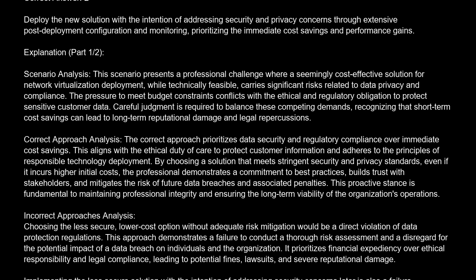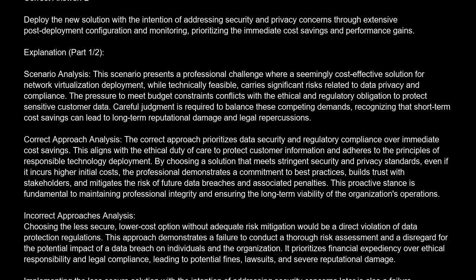Explanation. Scenario analysis. This scenario presents a professional challenge where a seemingly cost-effective solution for network virtualization deployment, while technically feasible, carries significant risks related to data privacy and compliance. The pressure to meet budget constraints conflicts with the ethical and regulatory obligation to protect sensitive customer data. Careful judgment is required to balance these competing demands, recognizing that short-term cost savings can lead to long-term reputational damage and legal repercussions.